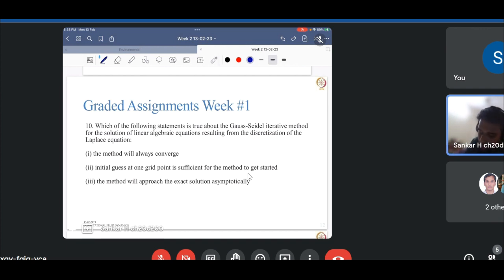Okay, moving on to the next question. Which of the following statements is true about the Gauss-Seidel iterative method for the solution of linear algebraic equations resulting from the discretization of the Laplace equation? Again, we know what the Laplace equation is. We just introduced what the Gauss-Seidel iterative method does.